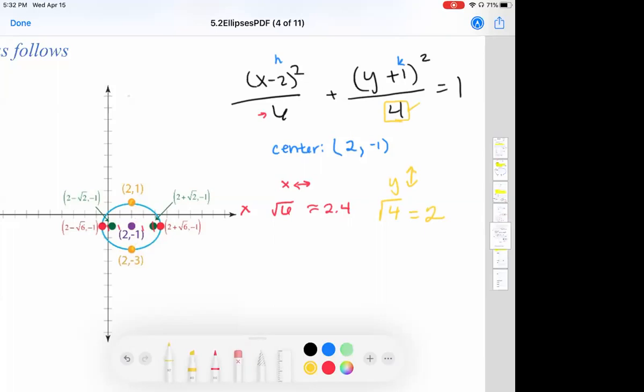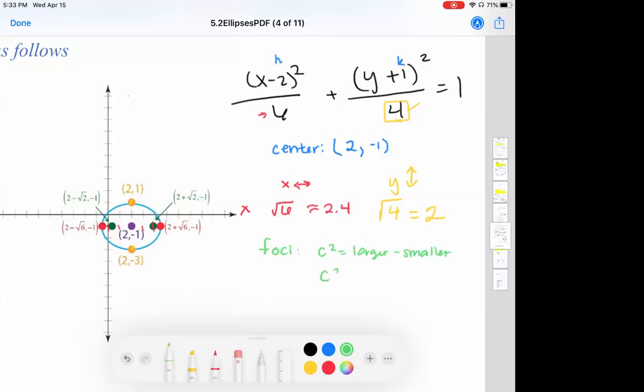Last piece in green are focus points. Our 2 focus points, our foci, are made up by c squared equals a squared or b squared minus c squared. Let's not write down the formula. It's always the larger number minus the smaller number.